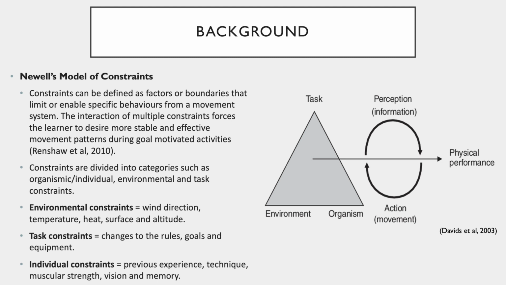Under Newell's model of constraints, constraints can be defined as factors that limit or enable behaviors from a movement system, and the interaction of constraints forces the learner to desire more stable movement patterns. When juggling a soccer ball, multiple constraints can be manipulated, including environmental such as wind exposure, task such as modified goals, and individual such as memory and vision.